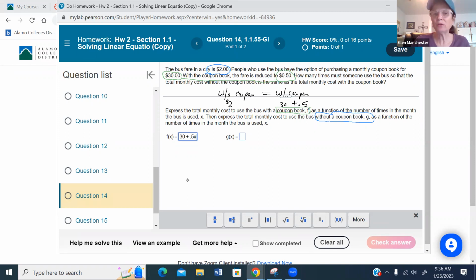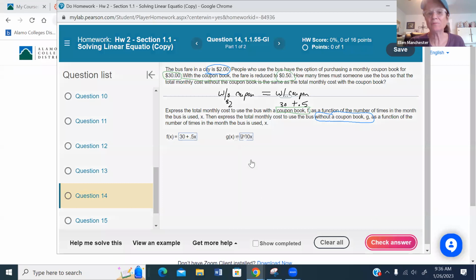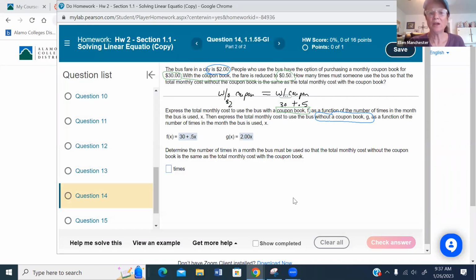So with the coupon book, I pay for the coupon book, and then it costs me 50 cents per bus ride. Okay, that's the F function. The G function is without the coupon book. So that is going to be $2 per bus ride, no matter what, not paying the 30 bucks. Okay, those are your two functions. Now I'm going to check my answer. Yay. All right, now we're at the next part of the question.